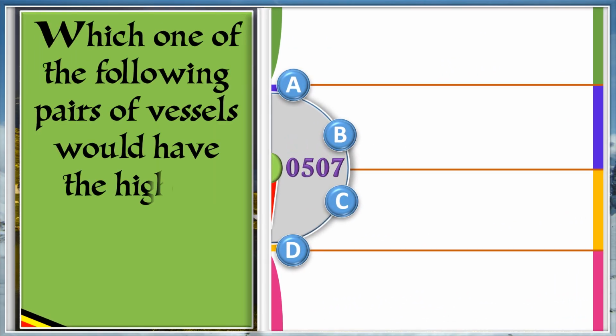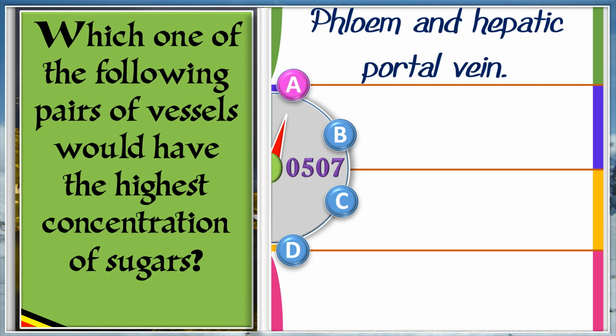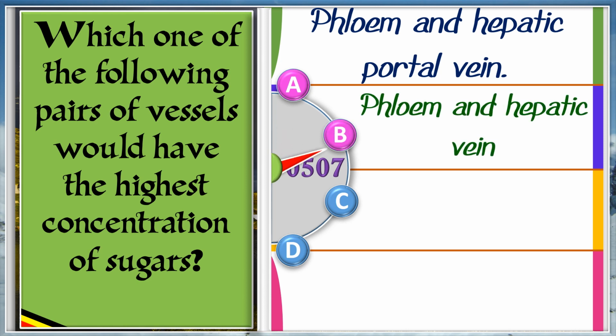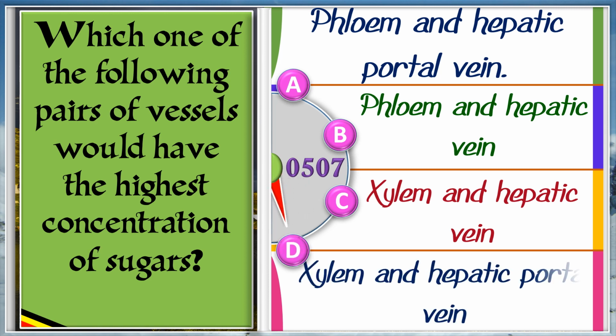Which one of the following pairs of vessels would have the highest concentration of sugars? A. Phloem and hepatic portal vein. B. Phloem and hepatic vein. C. Xylem and hepatic vein. D. Xylem and hepatic portal vein. And the answer is A. Phloem and hepatic portal vein.